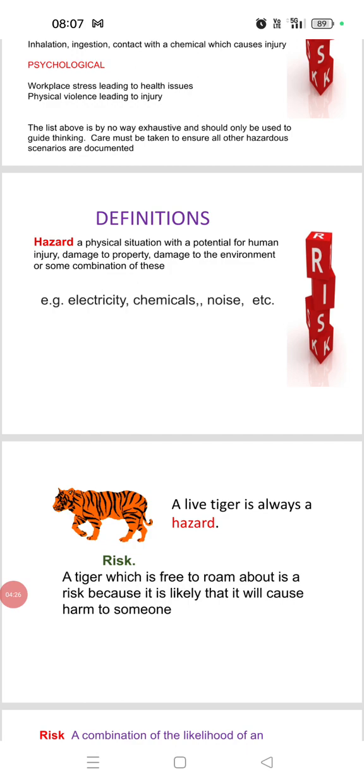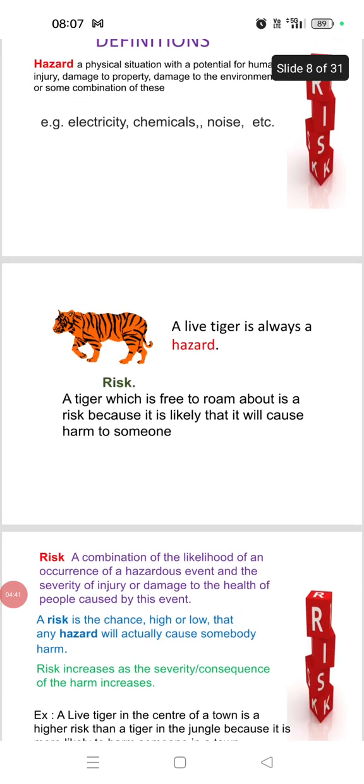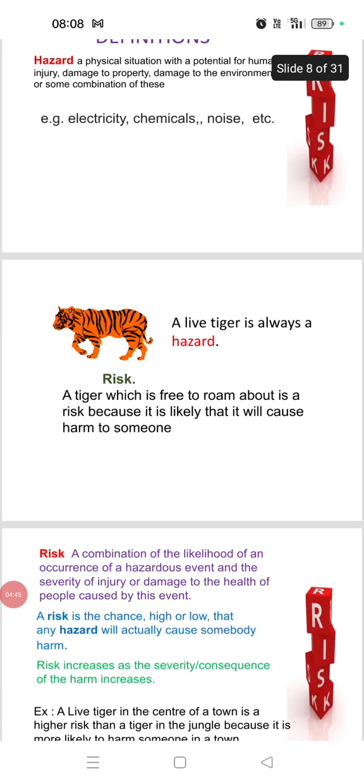What is the definition of hazard? Hazard is nothing but something which has the potential to cause harm. Harm means physical injury, damage to property, or damage to the environment. This type all we will call a hazard. We will see with an example. This is a tiger, a live tiger. A live tiger is always a hazard. What is risk? If a tiger is free to roam, that is a risk, because if it is free to roam, it will cause harm to someone.